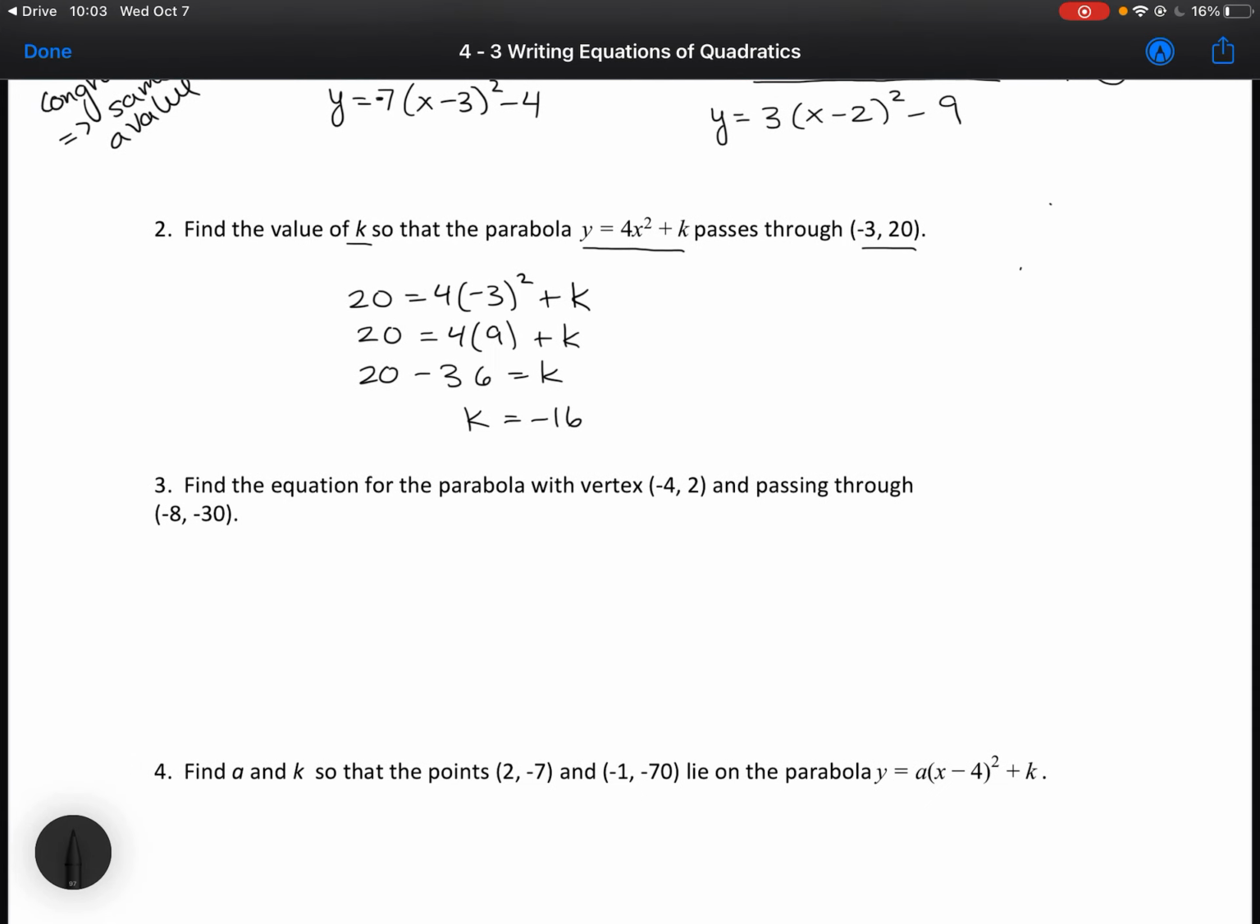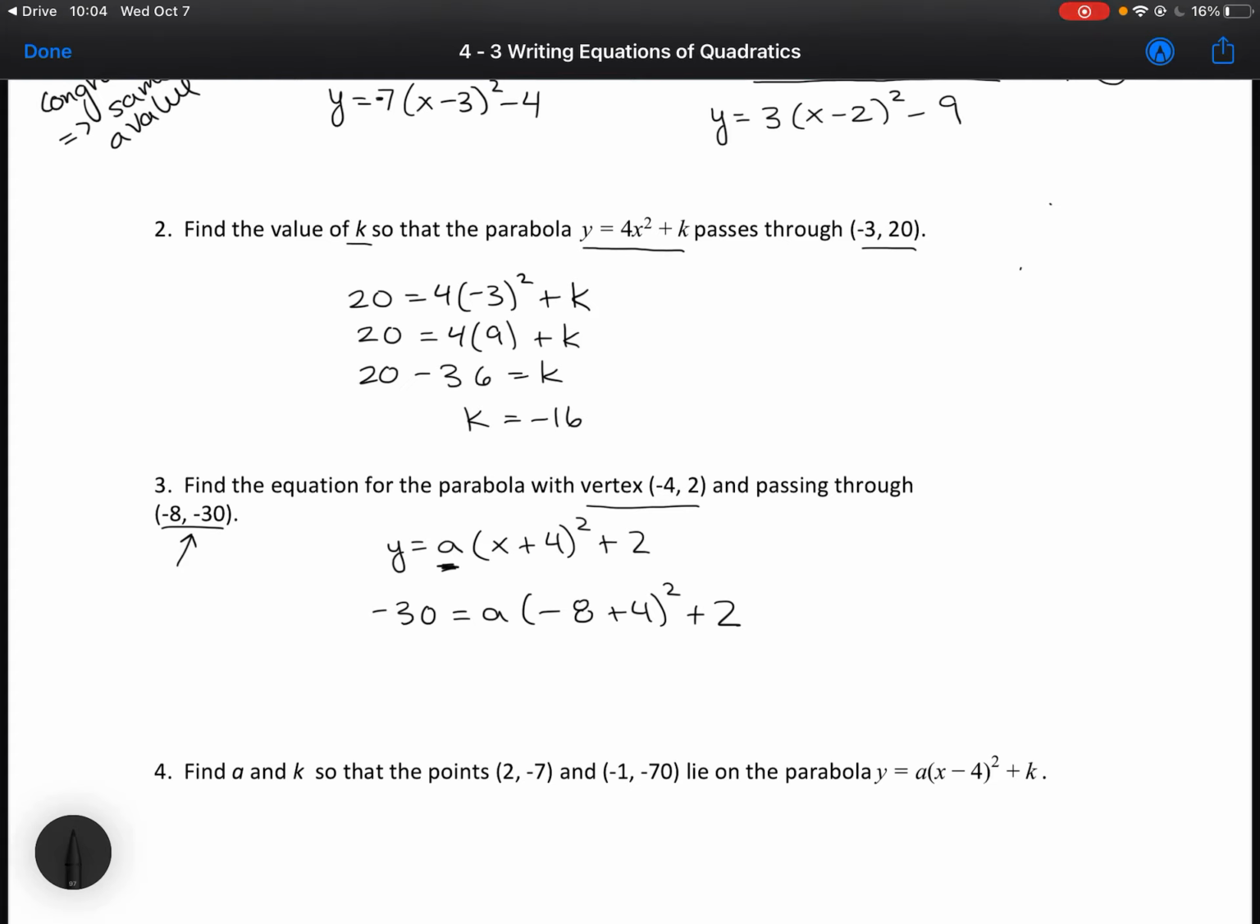The next example that we're going to do is find the equation for the parabola with vertex (minus 4, 2) and passing through (minus 8, 30). I'm going to start off by substituting in what I know. I'm not sure about my a value, but I know what my vertex is, so I know my h and my k. The one that I'm solving for is my a value. Since I know a point, I'm going to substitute those values in for my x and my y.